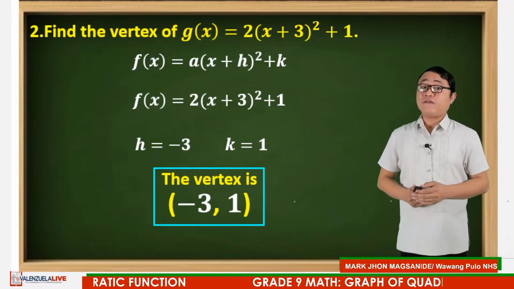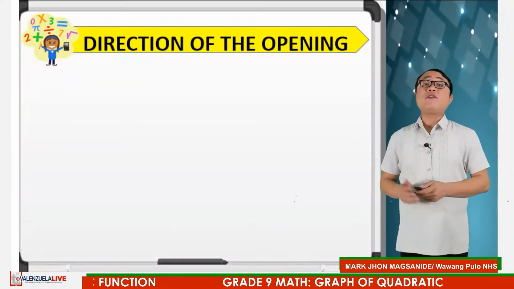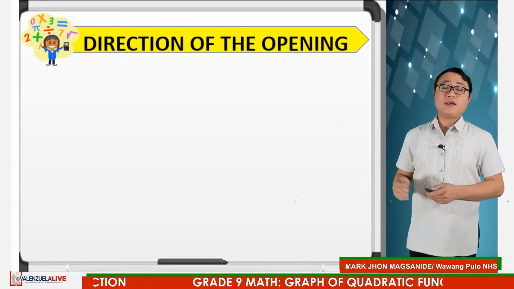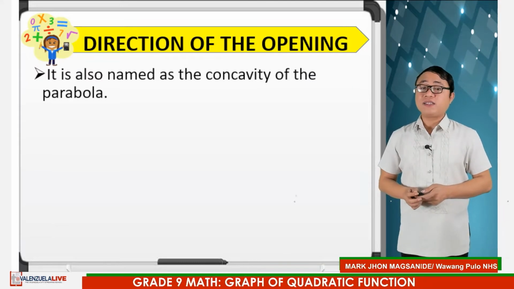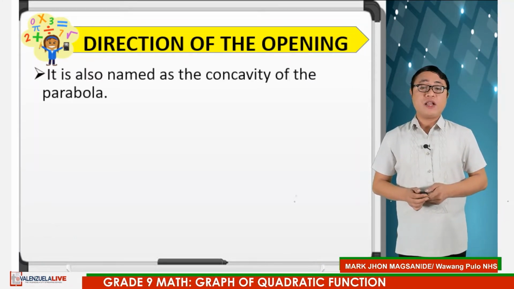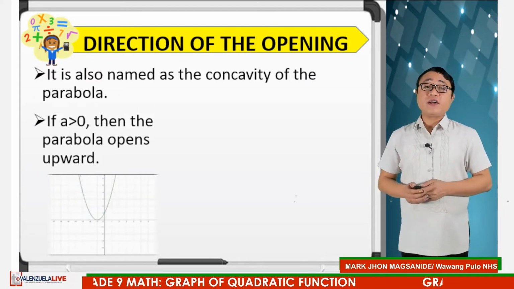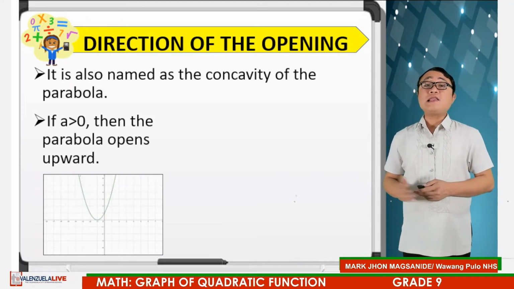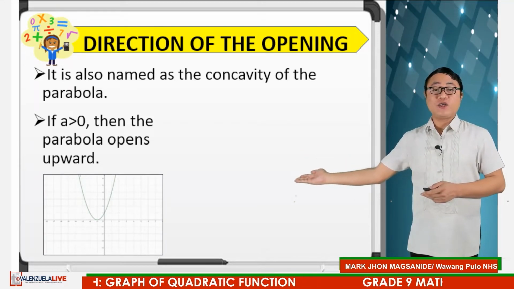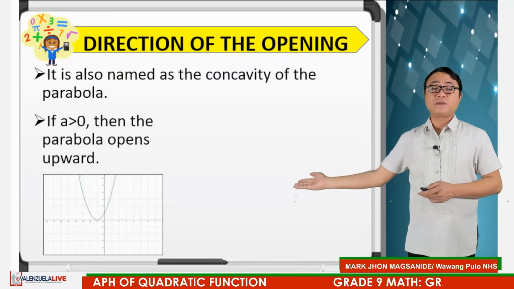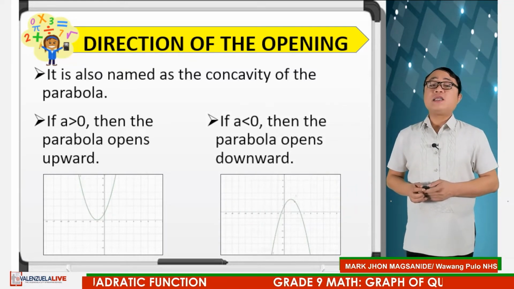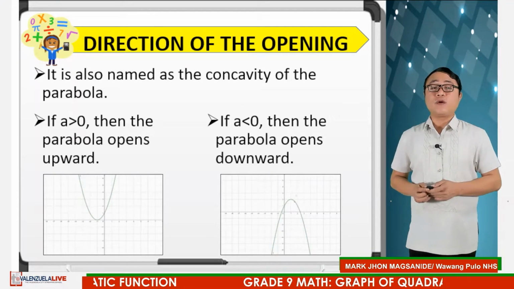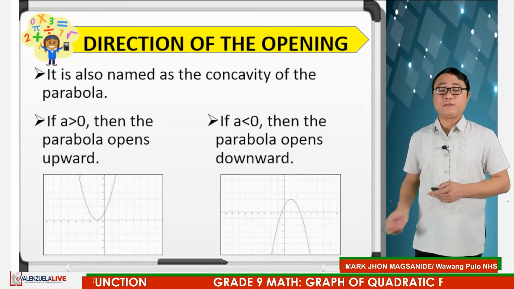Next property after the vertex, we have the direction of the opening. The direction of the opening of the parabola is also named as concavity of the parabola. If a is greater than 0, then the parabola opens upward, as you can see in the illustration. While if a is less than 0, then the parabola opens downward, as illustrated here.